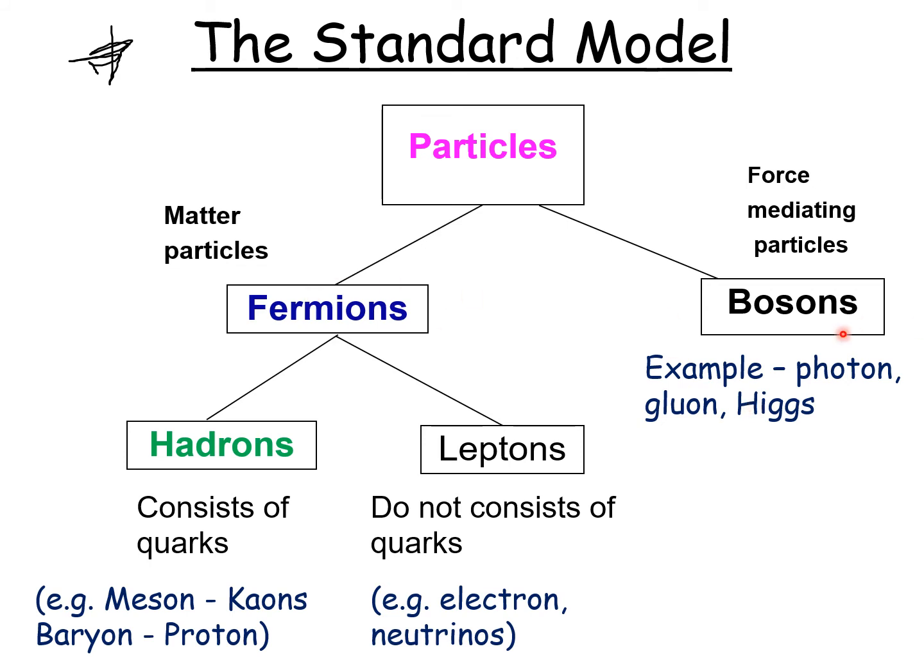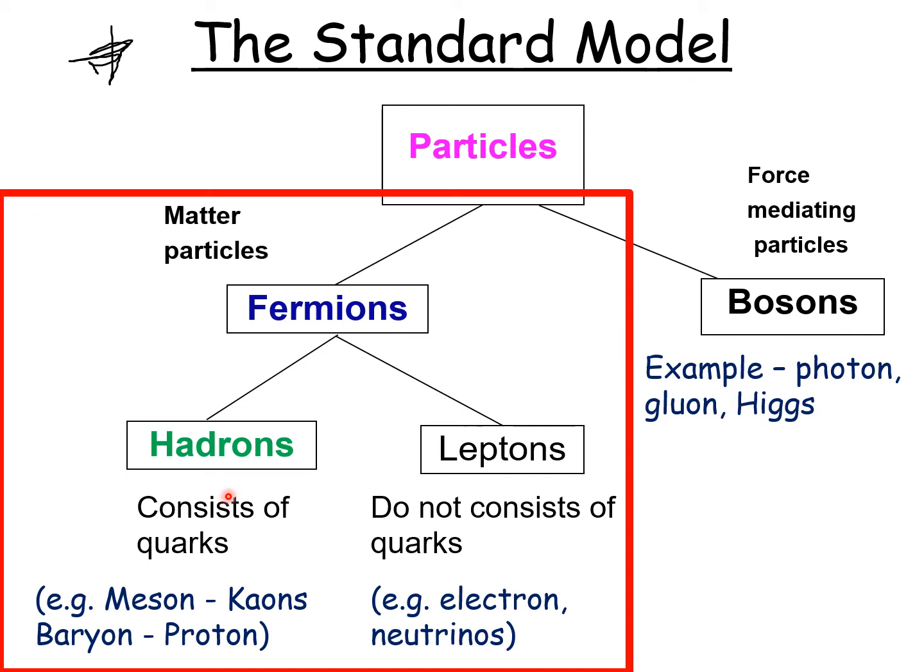Today, we're going to focus on the fermions, and in particular, the hadrons and leptons. So the hadrons consist of particles that are made up of quarks. These can be divided into two more groups, the mesons and the baryons. And I've given you an example of each, so it's useful to give an example of each. So mesons are, for example, kaons, and baryons are protons. Leptons do not consist of quarks, and these are electrons and neutrinos. So I appreciate a lot of new terms, a lot of particles. It does take time to get your head around it, but doing this diagram and being able to go down this tree, I find really helps.